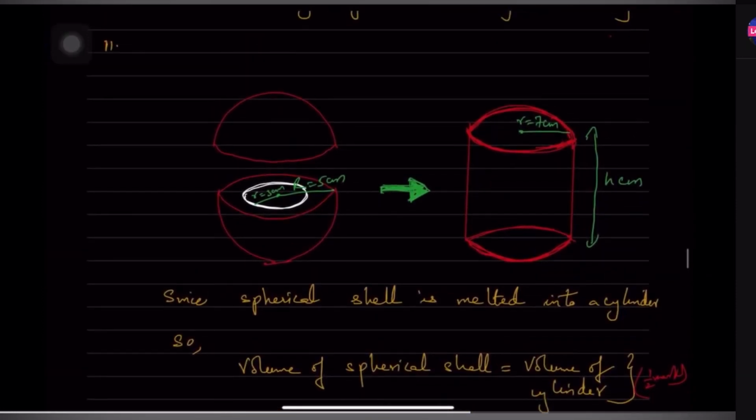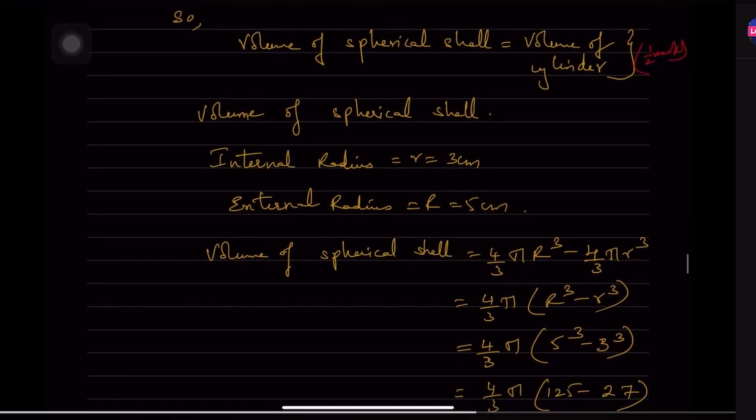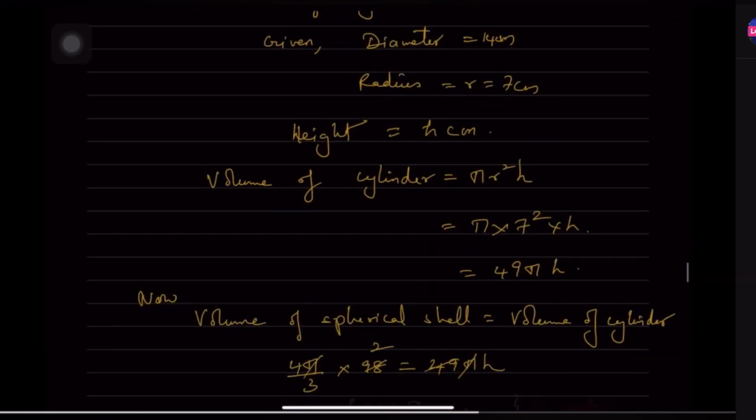Now this is the figure given. A spherical shell is melted into a cylinder. You can see the spherical shell. It has an inner radius of 3 centimeters, outer radius of 5 centimeters, and it is now melted into a cylinder which has a radius of 7 centimeters, and the height is what we have to find out. Then volume of the spherical shell is equal to volume of the cylinder. For this half mark. Volume of spherical shell: internal radius r is equal to 3 centimeters. External radius is equal to capital R, which is equal to 5 centimeters.